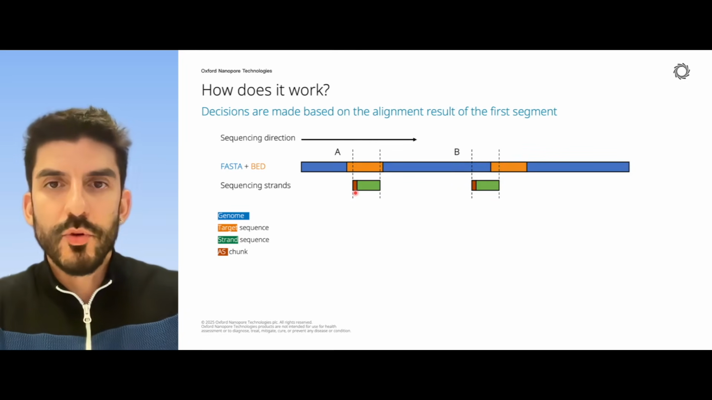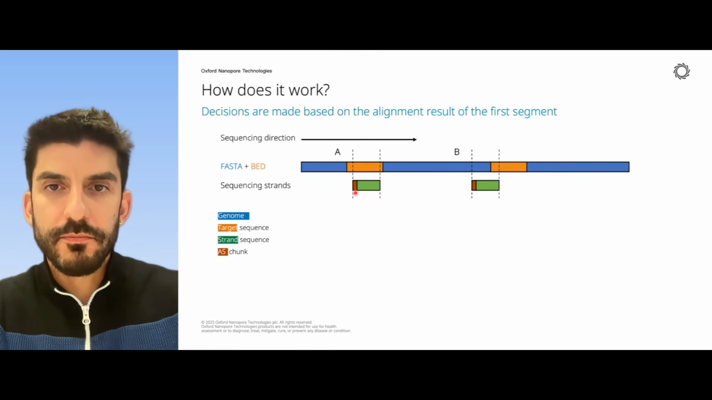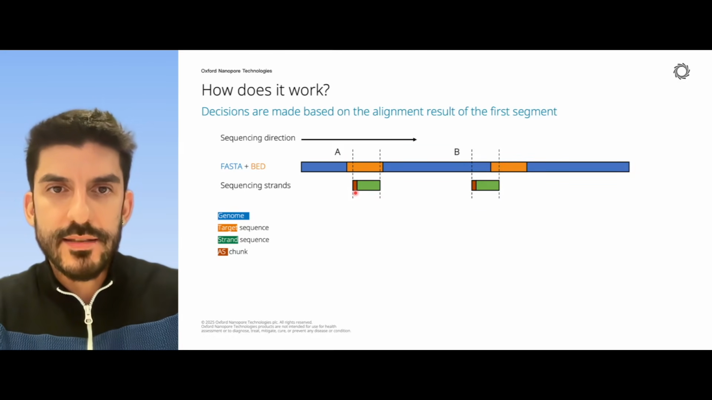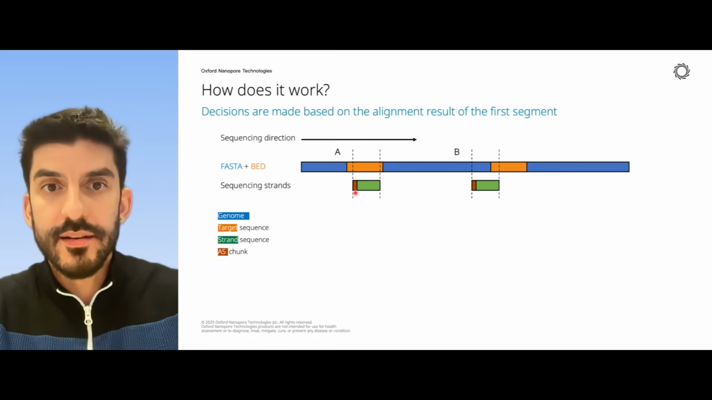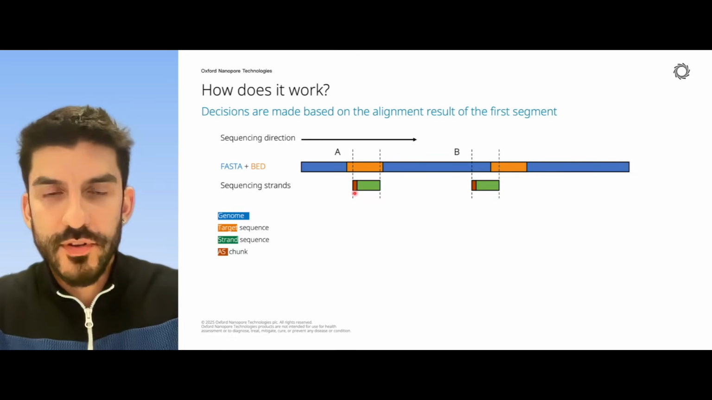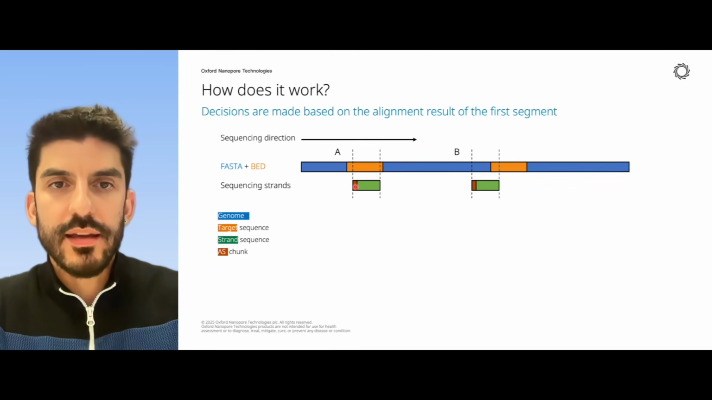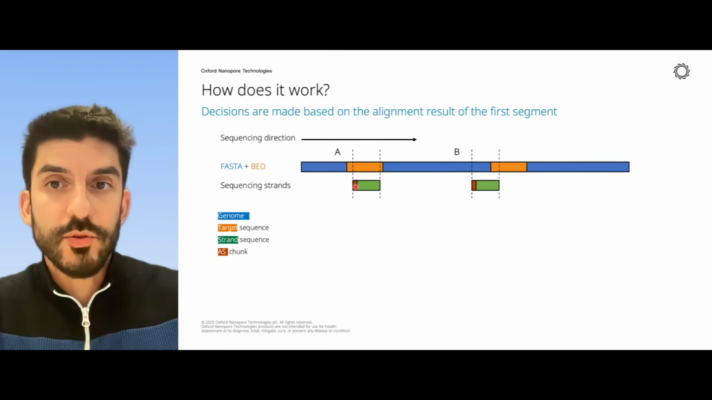So this would be what we call the initial chunk, which is the first 400 bases of the read that go through the pore. We take these and we analyze these against the FASTA and the bed file to check where they fall and if they fall within a region of interest. So wherever this brown chunk falls and aligns is what we take as a consideration to make a decision whether we're going to accept or reject.